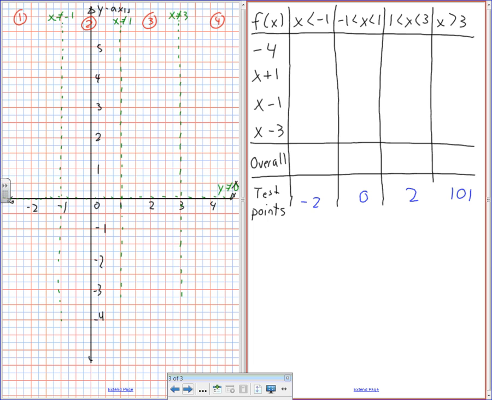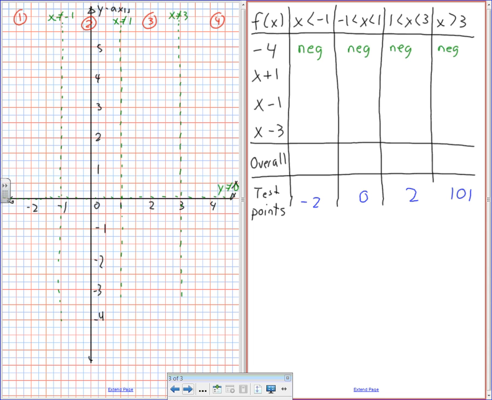Okay, so the difference for this one is, no matter what number I sub in for x, negative 4 is always going to be negative. And that's why you need to include it there. Okay? So no matter what, because of the negative 4, all it's going to do is basically flip the graph, right? So it's always going to go negative.